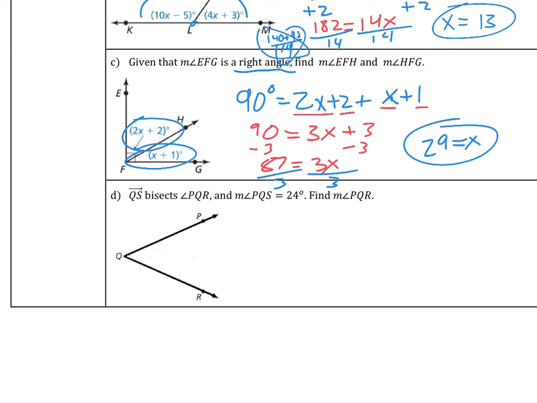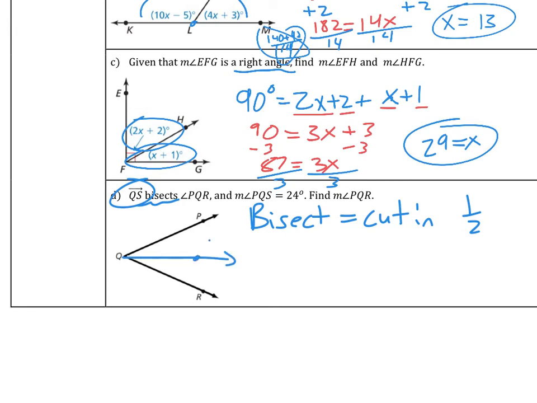How about this? One more. Okay, so a new word here, bisect. Bisect means to cut in half. Like a bicycle has 2 wheels. To bisect sounds like dissect, but this means to cut in half. So if ray QS cuts this in half, that's what we call a bisector, okay? QS is a bisector. It cuts it in half, okay?